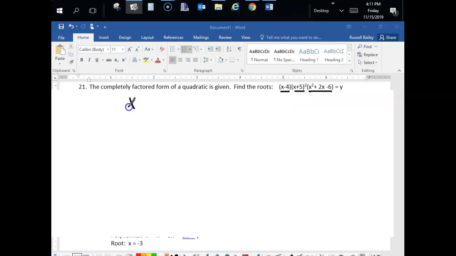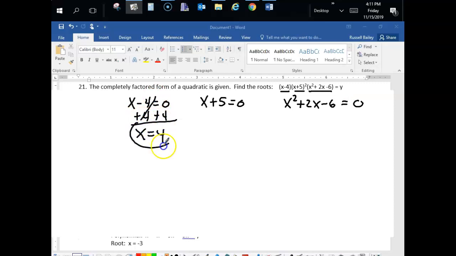So first of all, we set this one equal to 0. Then we set this one equal to 0. And then we set this one equal to 0 because it doesn't factor anymore, so we just do that. So as for this guy here, we add 4 on both sides. As for this one here, we minus the 5 on both sides.